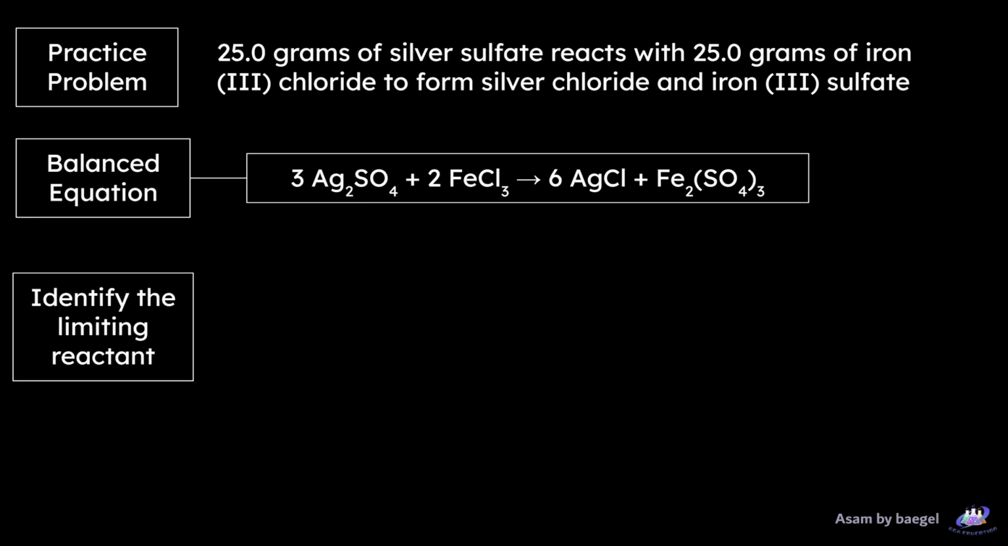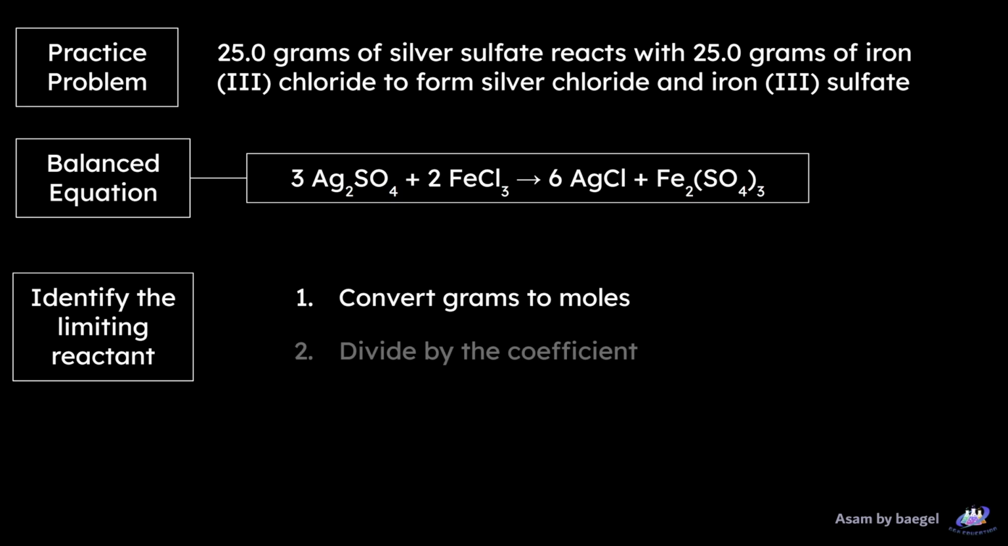We first want to identify the limiting reactant. In other words, which one of these reactants is going to run out first and limit the amount of product that is made. To find the limiting reactant, we're going to first convert the grams of each reactant to moles, then divide by their coefficients in the balanced equation, and then compare the two values. Whichever value is smaller will be our limiting reactant.